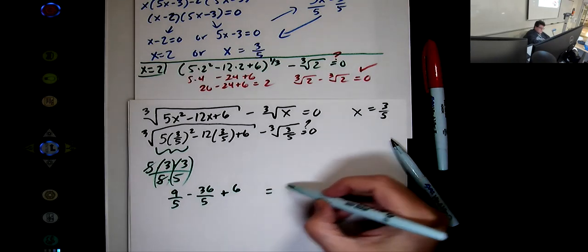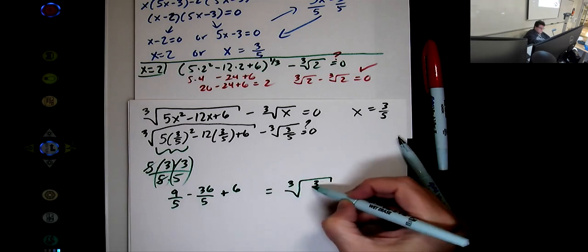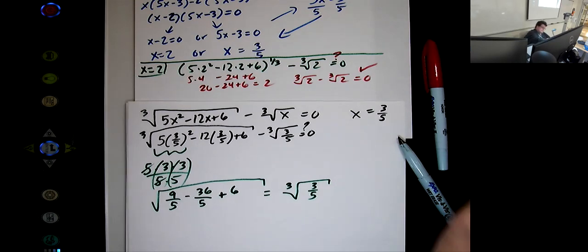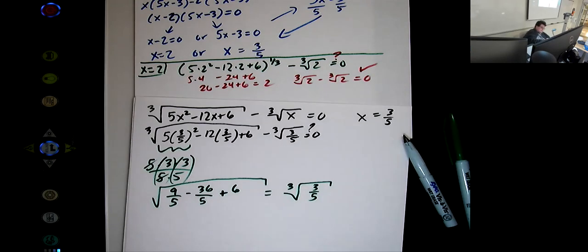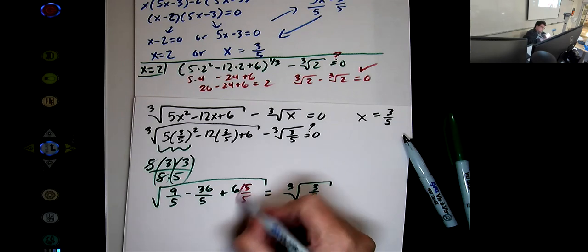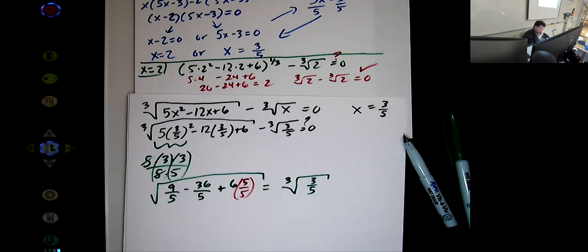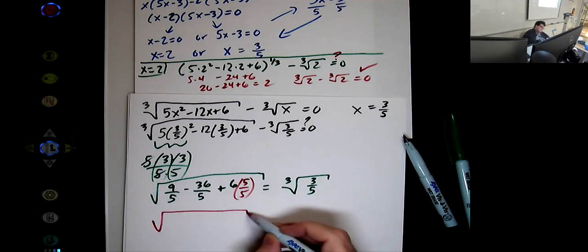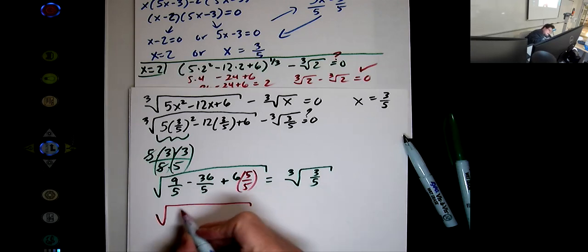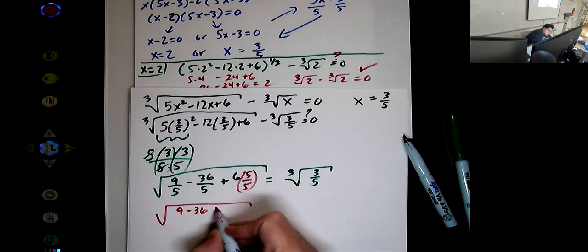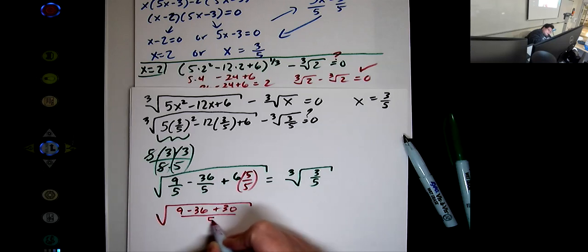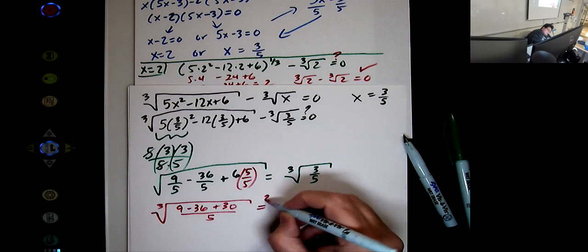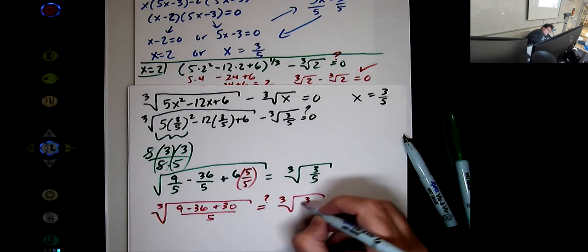I need to check to see if this equals the cube root of 3/5. So I think this is a little bit more helpful if I get a common denominator. Multiply that 6 by that, and I get 9 minus 36 plus 30 over 5 cube root. Does that equal the cube root of 3 over 5?